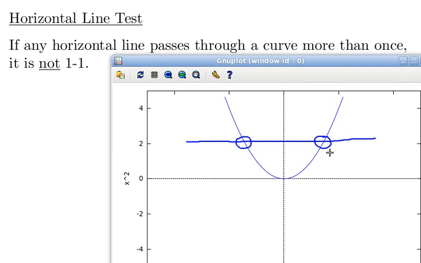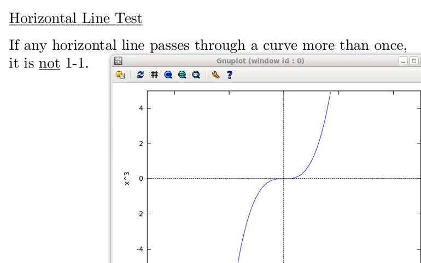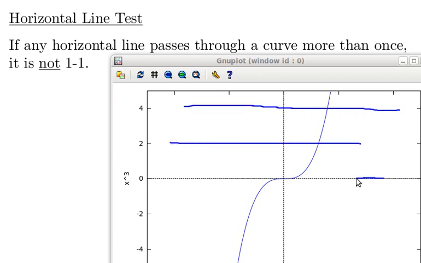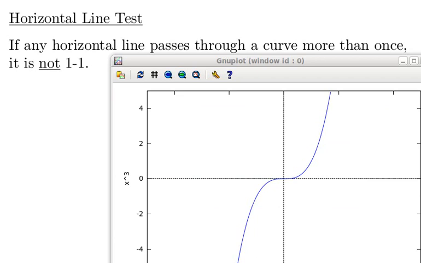On the other hand, let's talk about x cubed. Any horizontal line is not going to pass through more than once. Not even here. I mean, it may look like it stays on the line for a while, but it's only passing through once there. So this is a one-to-one function. So if it is one-to-one, then we can invert it.